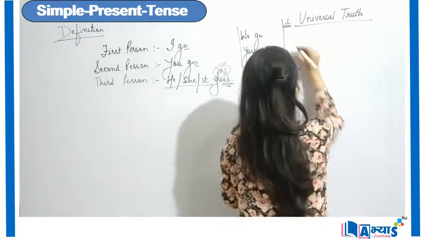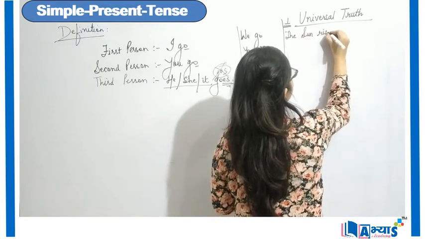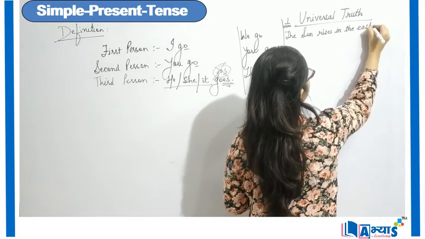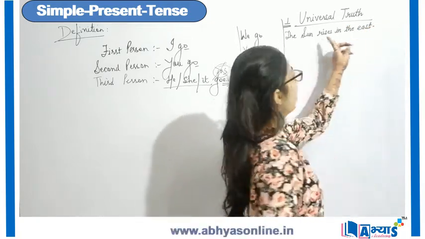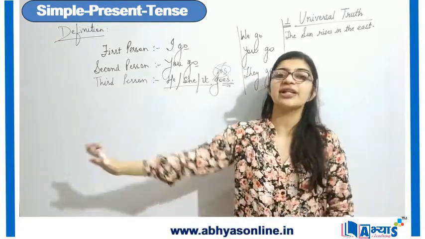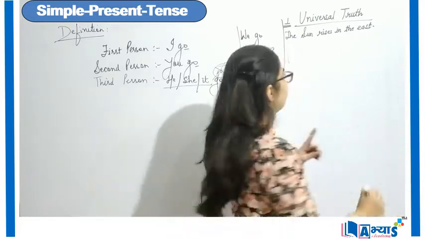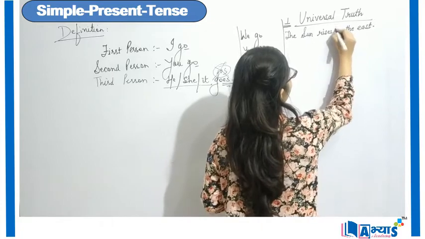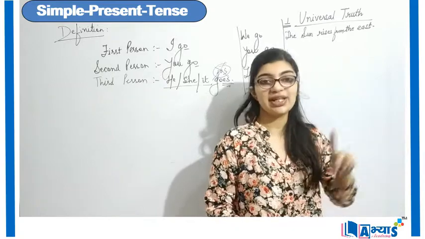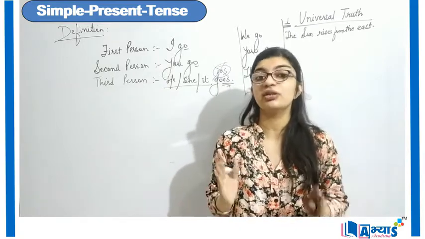For example, the sun rises in the east. The sun rises in the east. This is the universal truth. Can the sun ever rise from the west? No. The sun always rises from the east. Sorry, it is not in, it is from. The sun always rises from the east. The sun can never rise from the west. This is a universal truth.